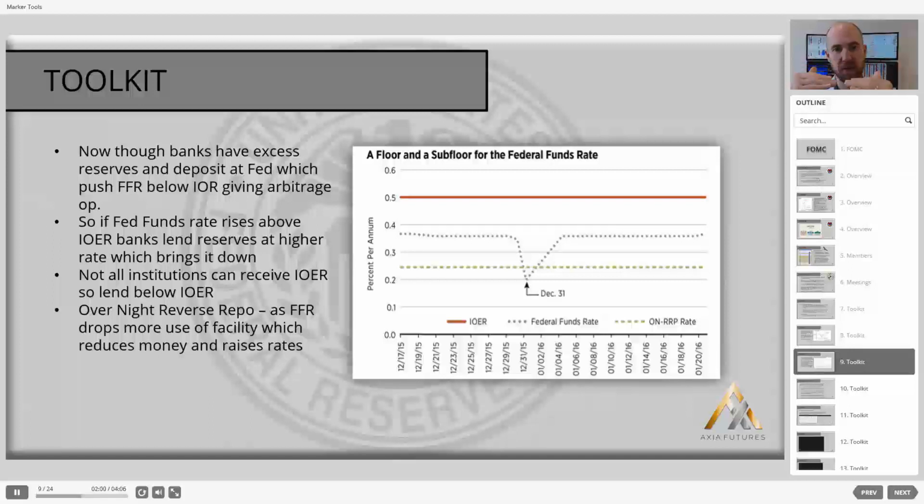As federal funds rates start dropping, you can either lend unsecured or you can use the overnight repurchase operation and lend with security, with collateral, directly to the Fed.